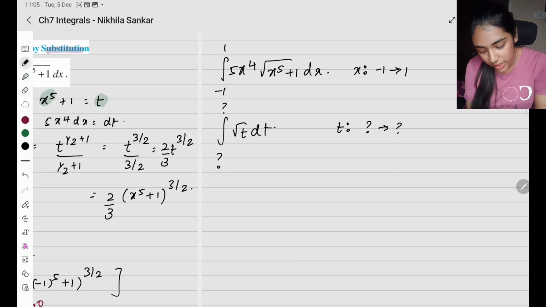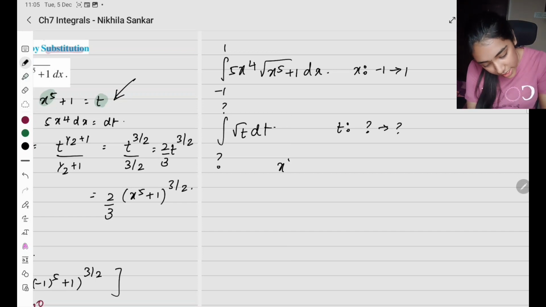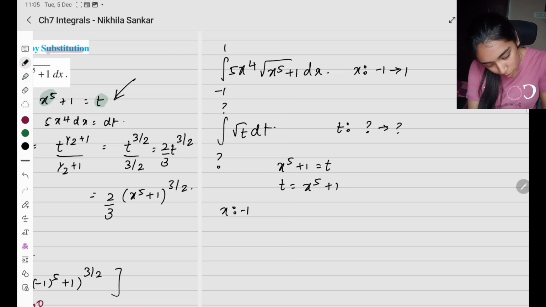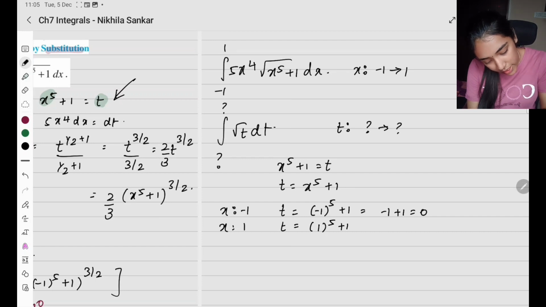Okay, so how did I do the substitution? I have x to the power 5 plus 1 equals t. So from this we can find the t value. So I know that t equals x power 5 plus 1. So when the value of x is -1, I have t equals -1 to the power 5 plus 1, which is going to be -1 plus 1, 0. When the value of x is 1, I have t equals 1 power 5 plus 1, which is going to be 1 plus 1, which is 2.